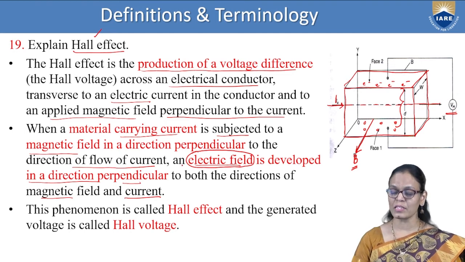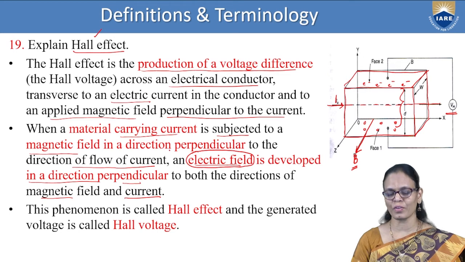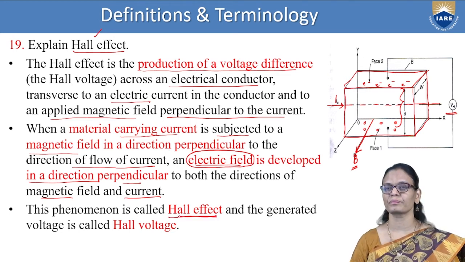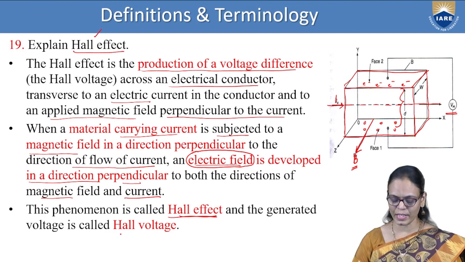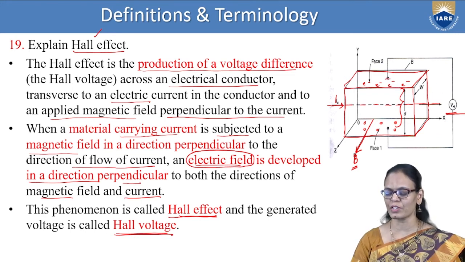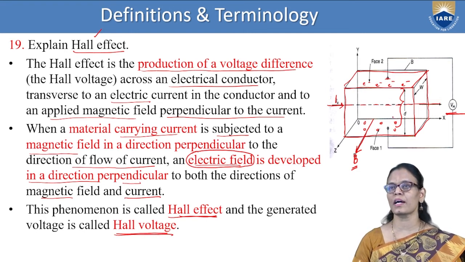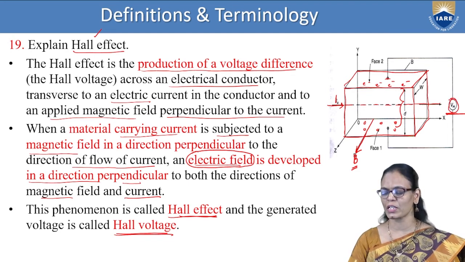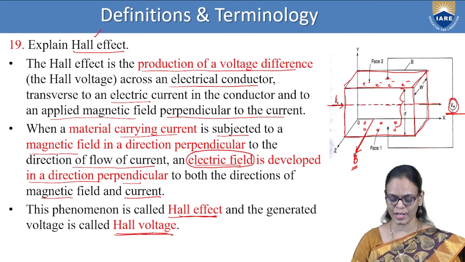So this phenomenon, what we are observing here, we call the Hall effect. And the voltage that is developed, we call the Hall voltage. Why voltage? Because there is a difference in potential: this end is at a negative potential, this is at a positive potential, and positive is always higher than negative. So there exists a potential difference which we can measure as voltage.